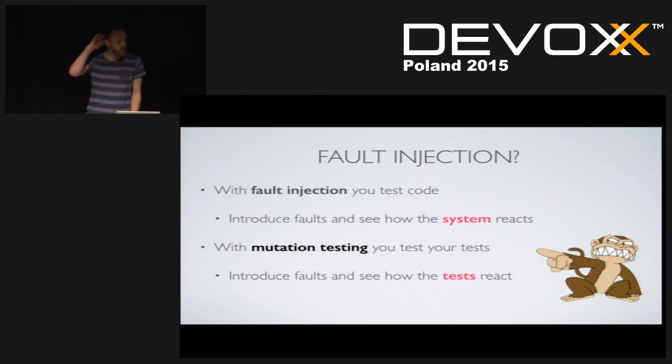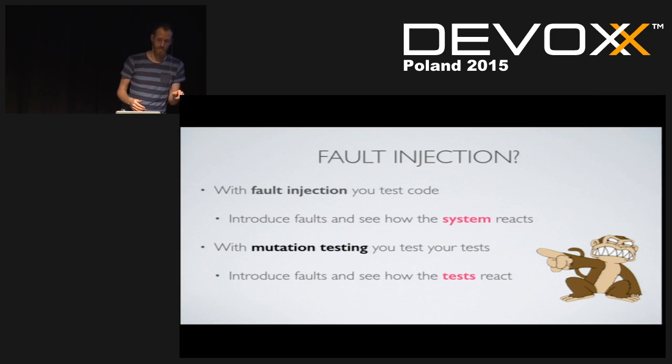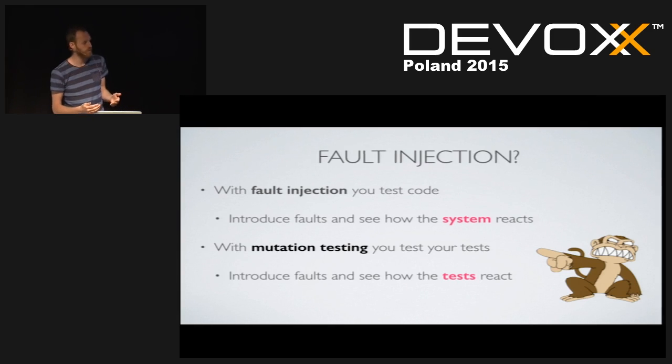Who here has heard of fault injection? No, not a lot of people. Well, fault injection is basically the umbrella term. So with mutation testing, we mutate our code and we test our tests. And with fault injection, you just mutate your system and you check how your system reacts. So for example, you've probably heard of Chaos Monkey, the tool that randomly shuts down services and servers just to see how it reacts in production, which is a great tool, but that's a great example of fault injection.